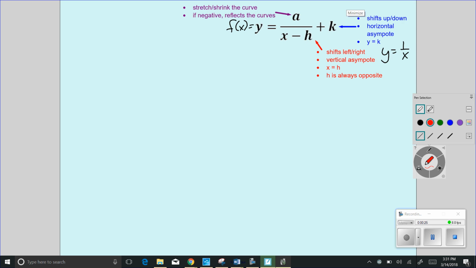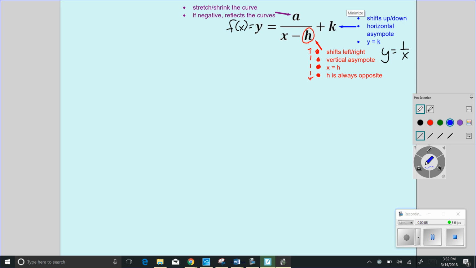If you see that you're adding or subtracting in the denominator, that means that there's an h value, and that's going to be shifting your graph left or right. With that, your vertical asymptote is shifting with it. So this is your vertical asymptote. Your vertical asymptote equation is x equals whatever that h value is, and you have to remember that h is always the opposite of what you see. So if you see x minus 3, for example, it's actually going to the right 3.